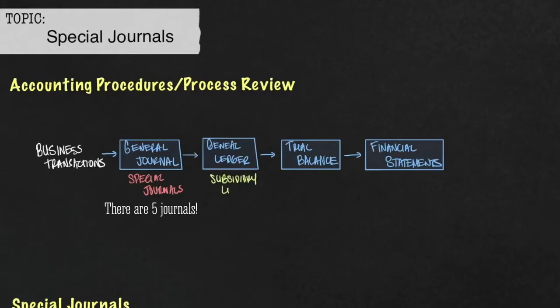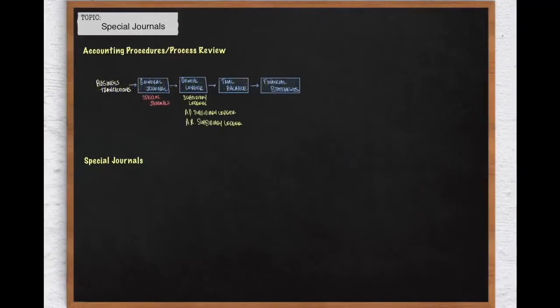And don't forget, under the general ledger, we also have subsidiary ledgers, which is the accounts payable subsidiary ledger and accounts receivable subsidiary ledger, where it keeps track of creditors and suppliers and customers separately for each of their balances. Now, let's talk specifically about special journals, which is what this chapter is all about.